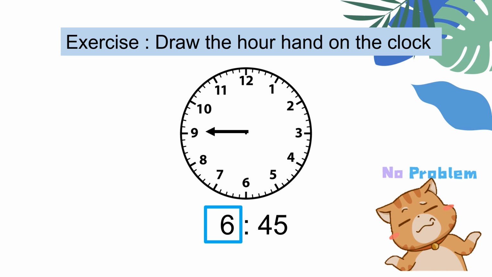When drawing the 6 o'clock for the hour hand, it must be moved forward a little bit. It cannot be directly at 6 o'clock. So it will be between 6 and 7. So this is how you draw 6:45.